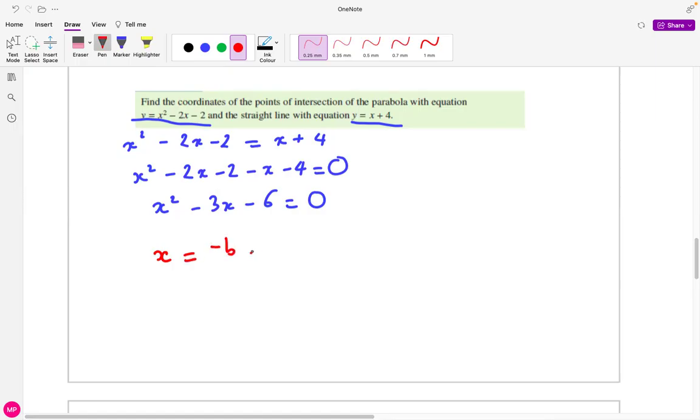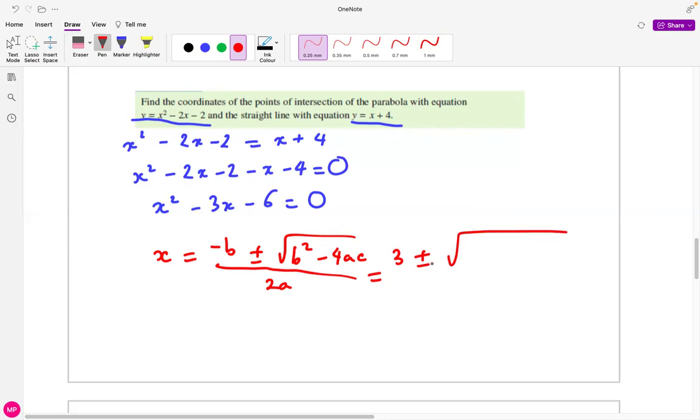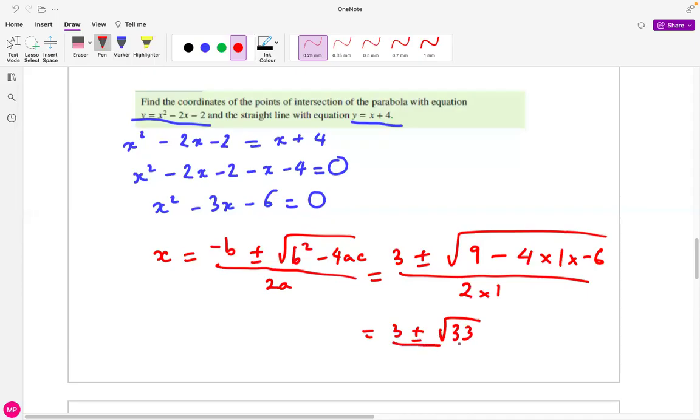So negative b plus or minus the root of b squared minus 4ac, over 2a. Negative b is negative 3, so 3 plus or minus the root of negative 3 squared, which gives me 9, minus 4 times 1 times negative 6, over 2 times a, which equals 1. So you have 3 plus or minus the root of 9 plus 24, that is 33, over 2. And you can't simplify root 33, so you can leave your answer like that.